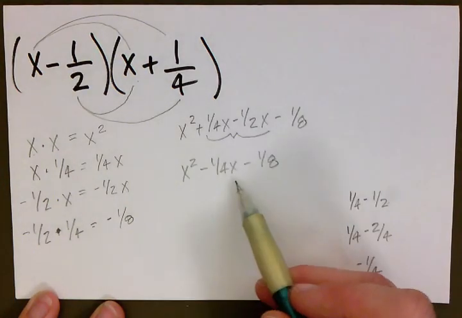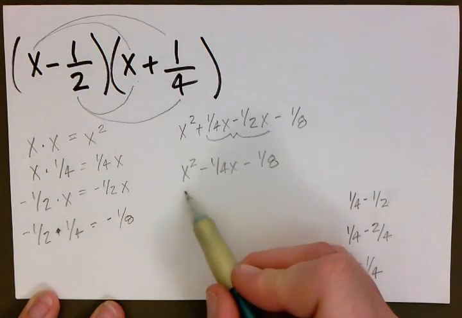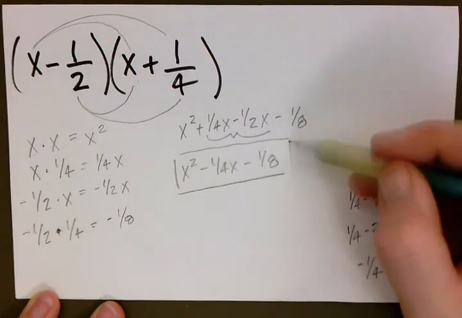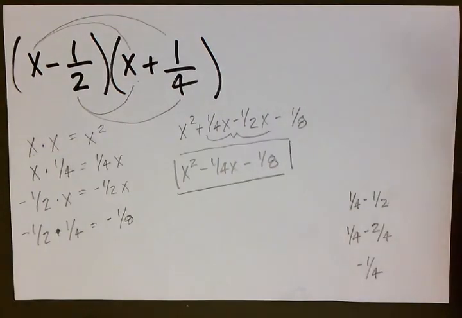None of these terms are common, and so that is going to be our final answer: x squared minus 1/4 x minus 1/8.